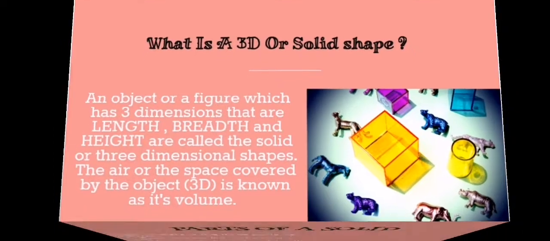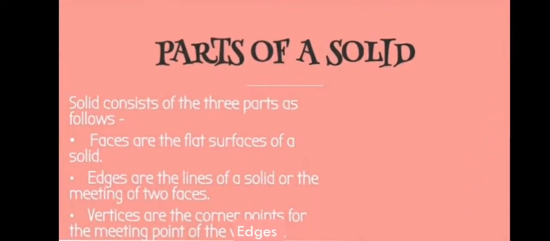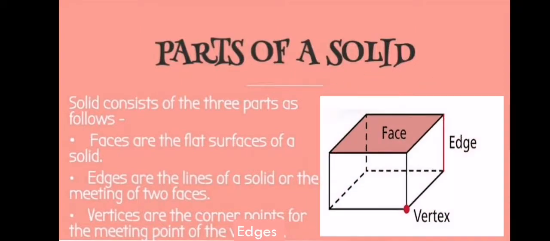Now, next we have parts of a solid. A solid consists of 3 parts as follows. Faces are the flat surfaces of a solid. Edges are the lines of the solid or the meeting of 2 faces. And vertices are meeting points of the edges. For a simpler explanation, I have something for you. And this picture clears it up.